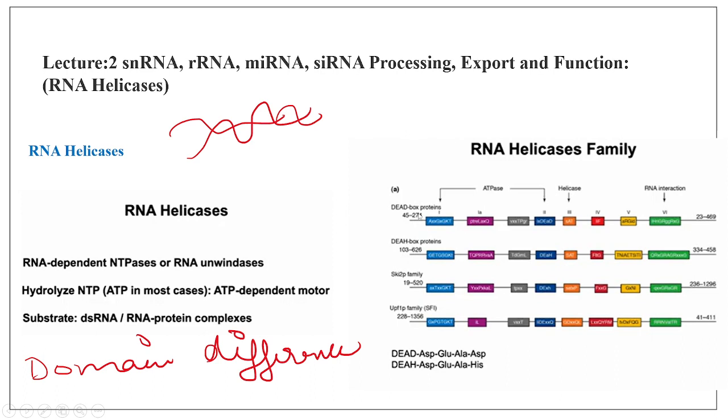So you can see a typical structure of RNA helicase. It has an ATPase domain, that means a domain which is used to hydrolyze ATP to get the energy. Then the helicase domain, which is used for unwinding, and then a domain which is used for interaction with the RNA which has to be unwound. This portion will interact with the RNA, this portion will hydrolyze ATP to generate energy, and this portion will actually cut. So these are the three main portions in a typical RNA helicase family.